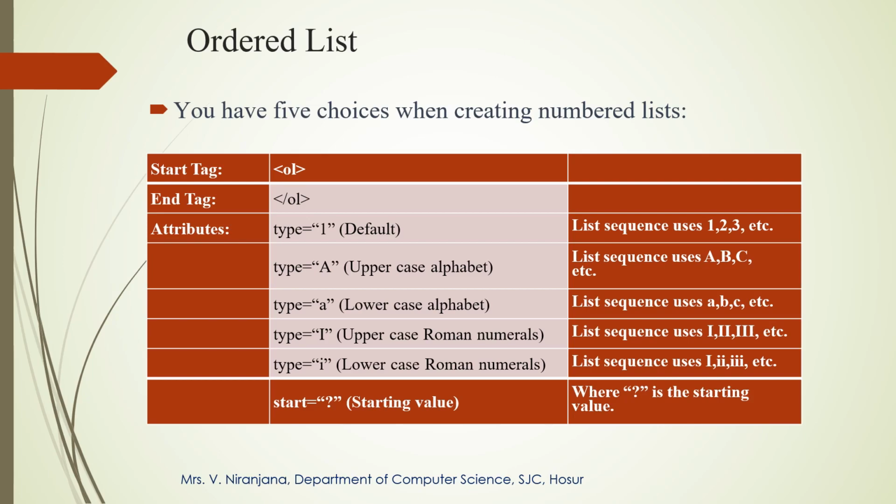Another attribute is available for the ordered list, called start. The start attribute defines the starting value of a list. Sometimes you may start by listing numbers from 5 or 6 or somewhere in between. In such situations, you need to use this start attribute.